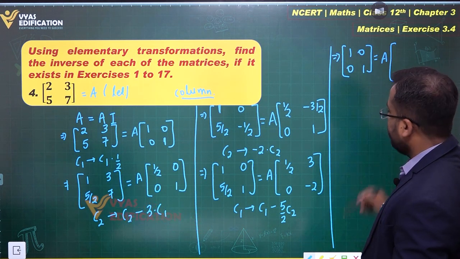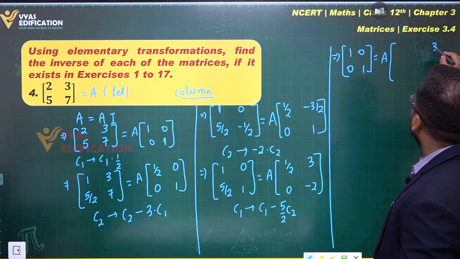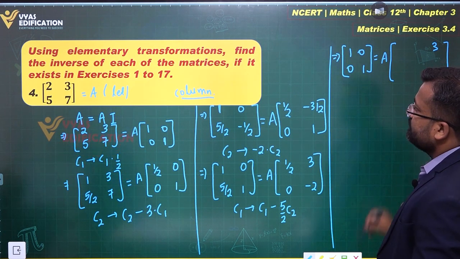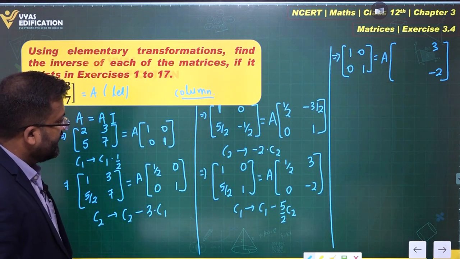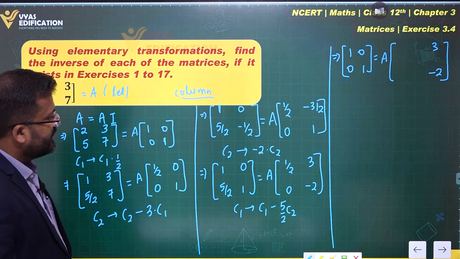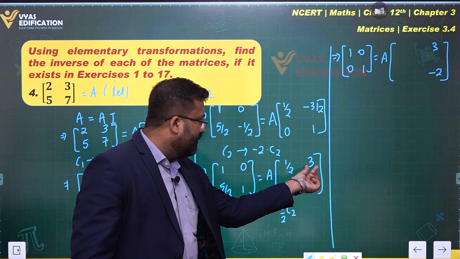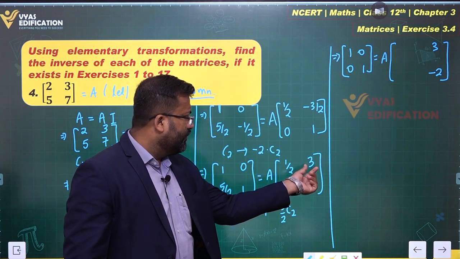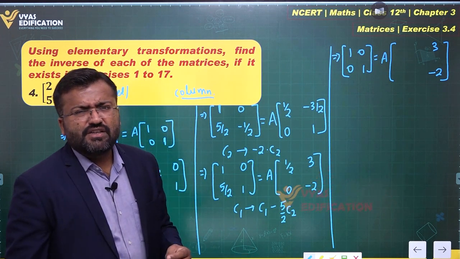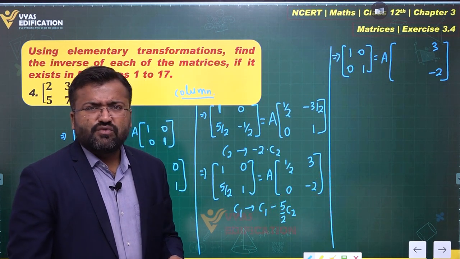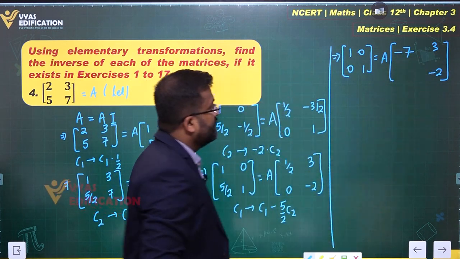This is equal to A times this matrix. What is this matrix? This is 3, this is minus 2, that's not an issue. 3, minus 2 will remain as it is. And C1 has been replaced by C1 minus 5 by 2 C2. So this minus 5 by 2 times this. 5 by 2 times 3 is 15 by 2. 1 by 2 minus 15 by 2 would be minus 14 by 2, which is actually minus 7. This will be minus 7 out here.